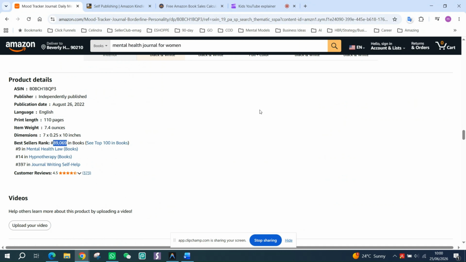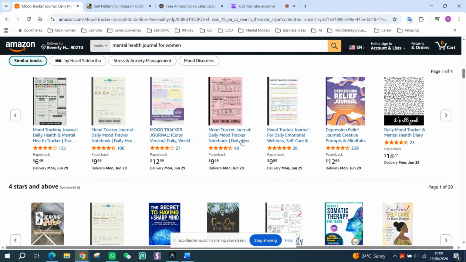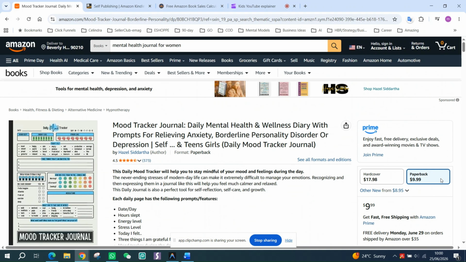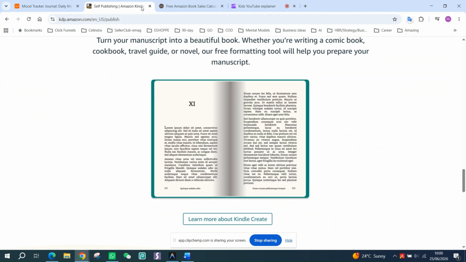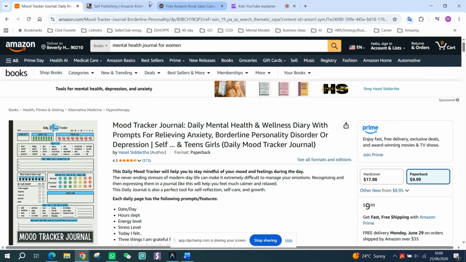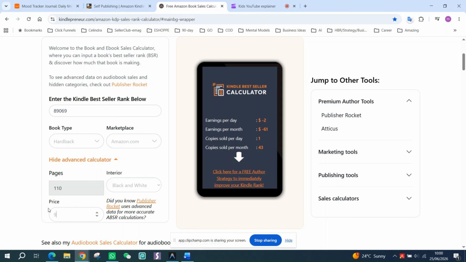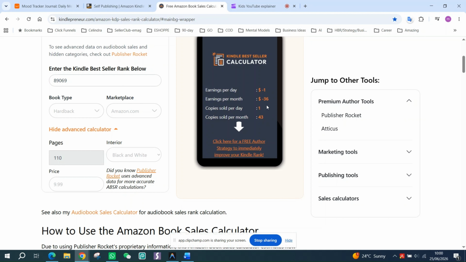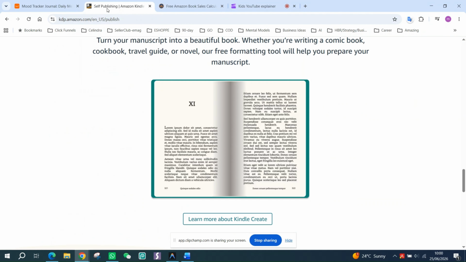I think we're looking at the hardback. It has 110 pages. No, we're looking at the paperback, so 110 pages, and the price was $9.99. Okay, and what does it say? It says actually it's making a loss. Actually, it's not. It's selling 43 copies per month, and it is making a loss at this price. So it's not a profitable book.